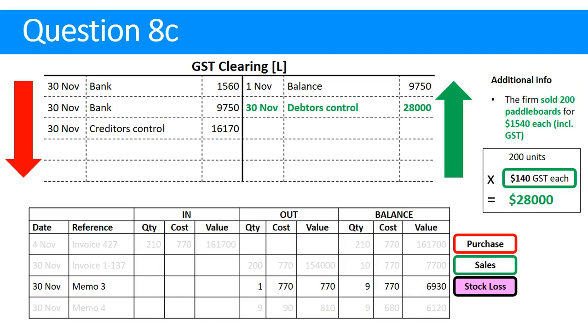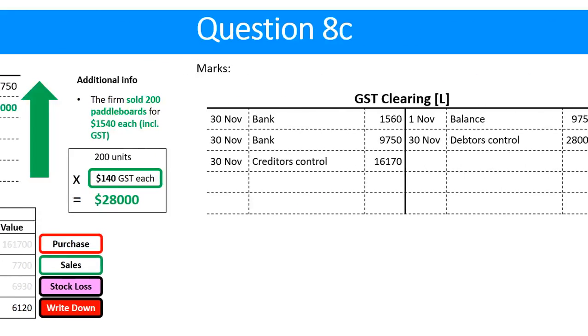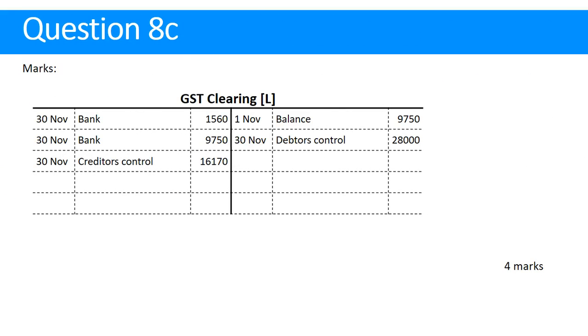Now that we've done all that, we've got a stock loss entry. Now, a stock loss entry doesn't actually have GST, so we don't need to do anything. And we also had a stock write-down entry, which again doesn't have GST, so we didn't need to do anything. So what we're left with is the following ledger, which we don't need to balance if we read the question. So what we've got to do is find 4 marks here.